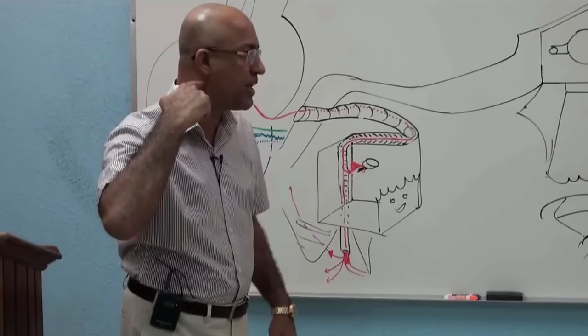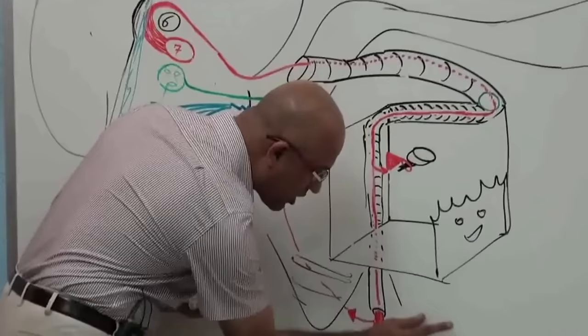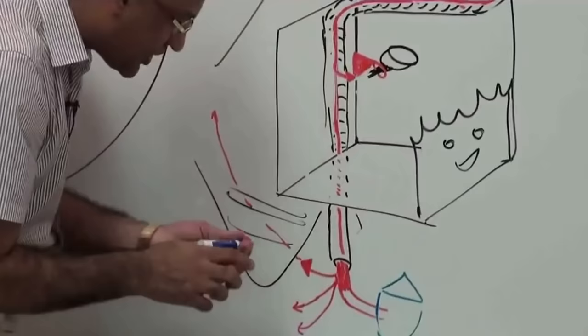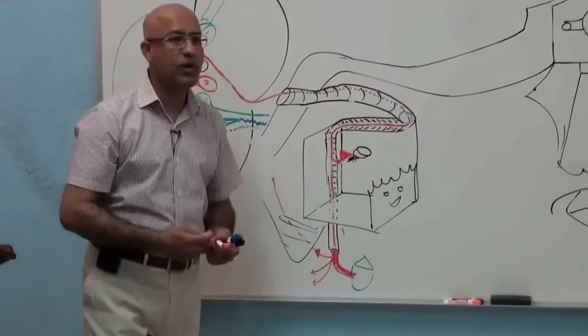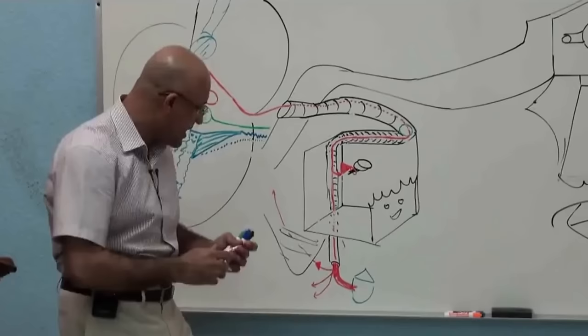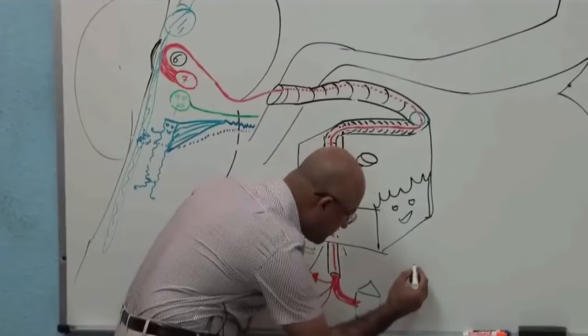This is the parotid gland here. And the facial nerve jumped into the parotid gland. Within the substance of the parotid gland, these fibers of the facial nerve proper divide into five terminal branches. And these five terminal branches will come out of this. Let me make a little face here.